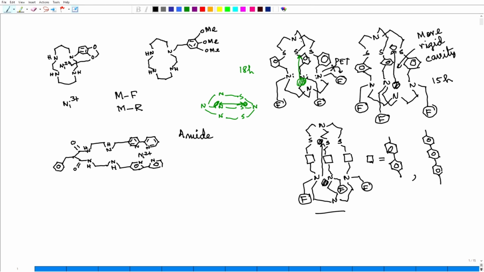coumarin derivative. Let me write coumarin derivative. Unfortunately, I have to spend this kind of time for drawing, but sometimes it may be okay. Okay.